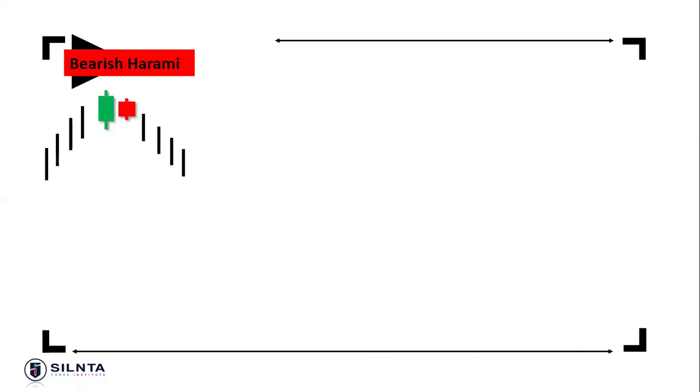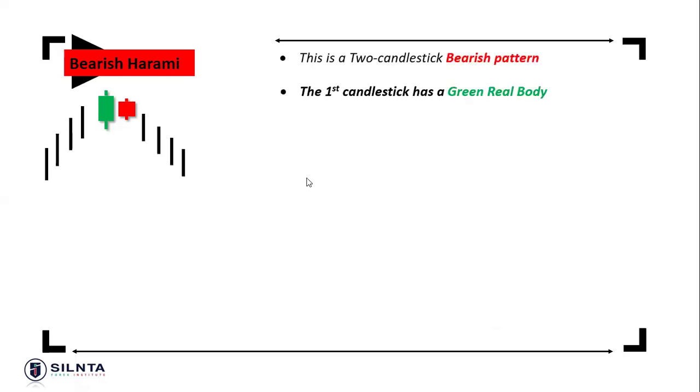That is what we have, just in a similar manner. And then we have a bearish harami. These are just the types of candlesticks we are looking at. It's jokingly known as a pregnant woman. This is a two candlestick bearish pattern. The first candlestick has a green real body. The second candlestick real body is contained, like a pregnancy, within the first candle body.